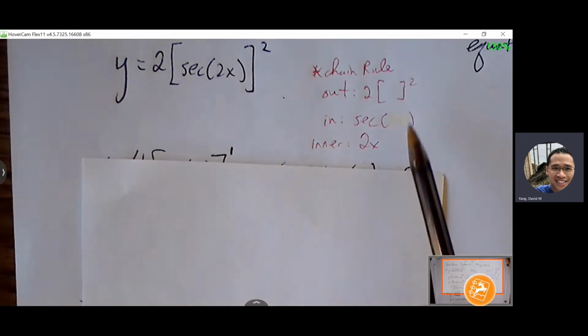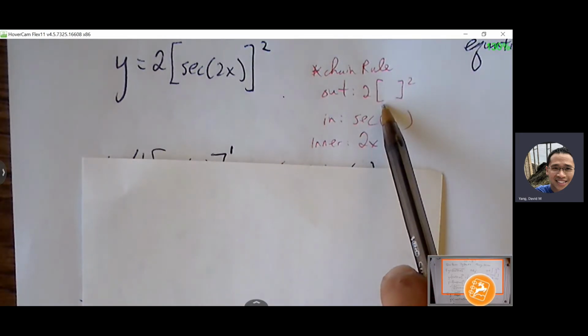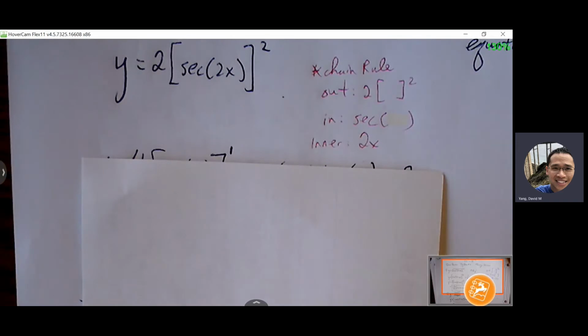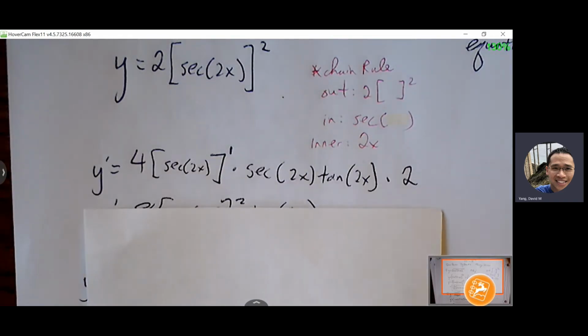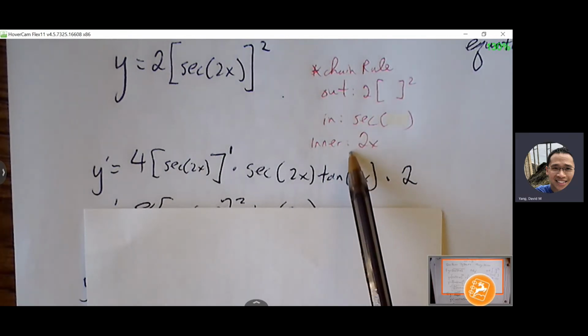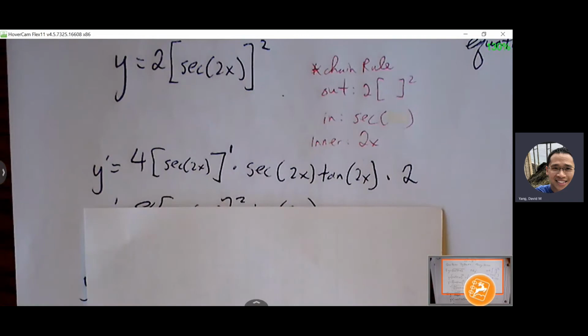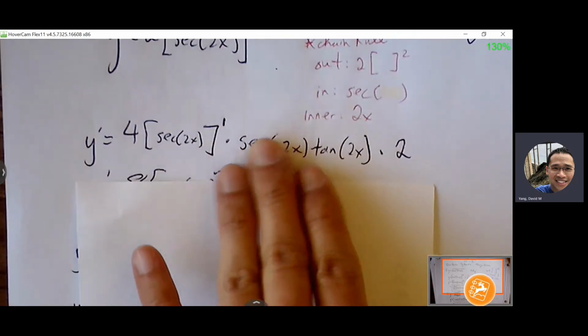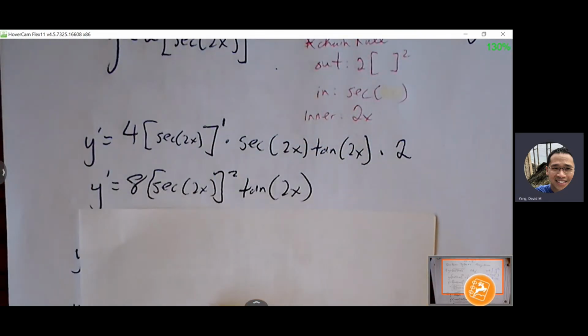Take turns with each derivative. This becomes 4 bracket to the first power. Next space over, secant becomes secant tangent, secant u, tangent u. And finally, innermost portion, 2x becomes 2. And they're all going to be expanded next to each other, not inside one another. Right? Do a little bit of cleanup, merge some terms together, push coefficients together. 8 secant 2x squared tangent 2x.